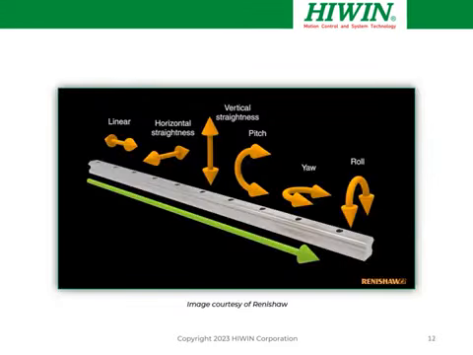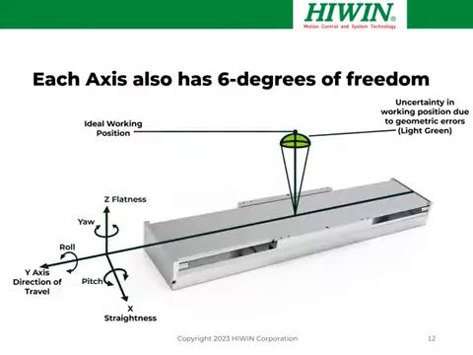Here's another illustration of the 6 degrees of freedom. Again, anything other than straight line linear motion results in positioning errors in the overall motion system. So here we can see the travel along a linear guideway bearing. So you can see the desired direction of travel, linear. You see horizontal straightness and vertical straightness or flatness, and then the 3 angular components of errors, pitch, yaw, and roll. When we build an axis from these components, that axis itself also has 6 degrees of freedom.